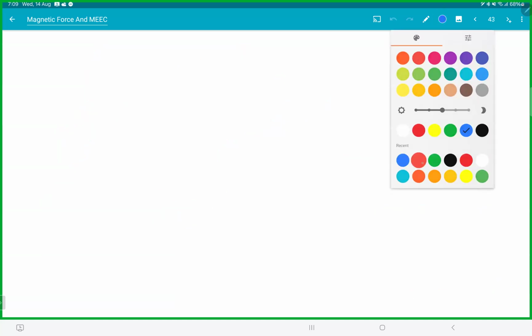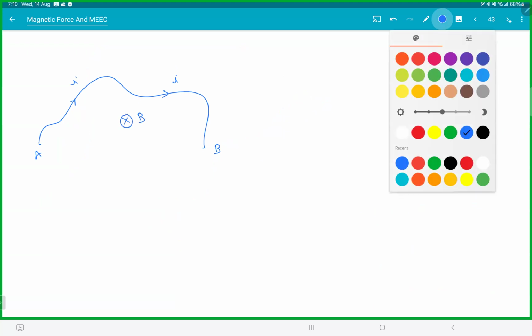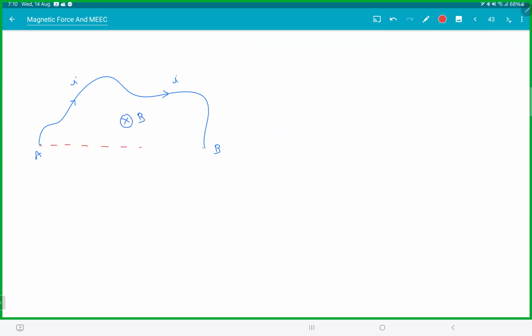So I'll just show it again. If you have some random curve like this, A and B, the current is I in the wire. There is a magnetic field B. You can replace this entire curve with the projected length. I think this is already the fourth time we are seeing projected length and area.